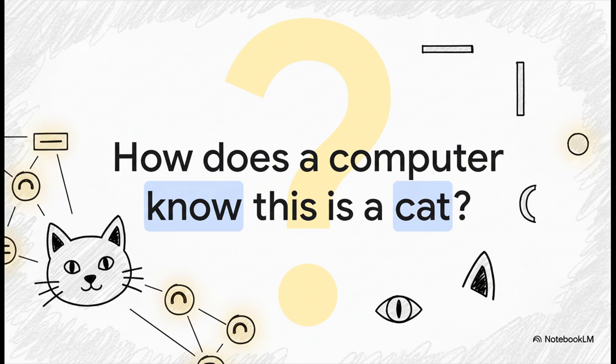So it all kicks off with a question that honestly feels a little bit like magic. How does a computer know this is a cat? I mean, you point your phone at something fluffy and bam, it knows. How? It's not sorcery, I promise. It's actually a really brilliant process, and we're going to break it down piece by piece.